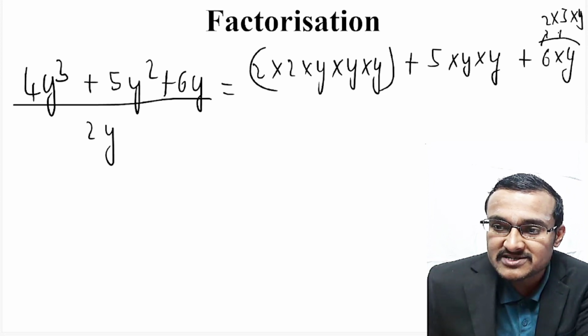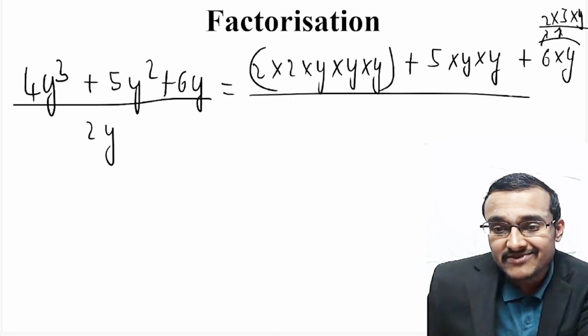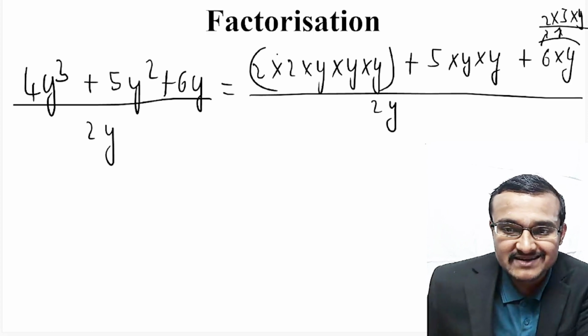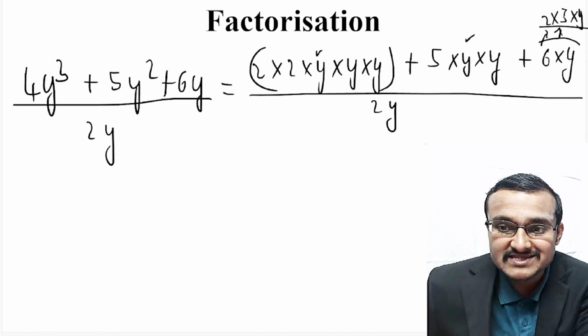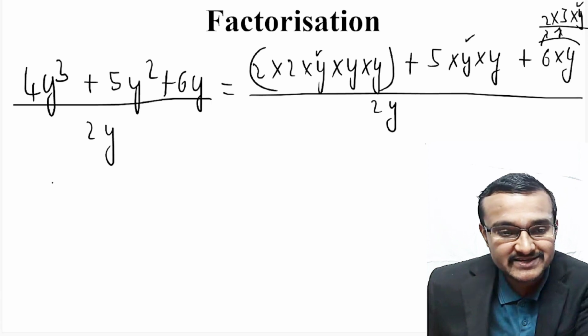So this particular 6y can be written as 2 into 3 into y also. So now, divided by 2y is there. In all these three terms you can clearly see y is there as common. Here also you can see y is there. Here also you can see y is there. So you can take y common in all these three terms.